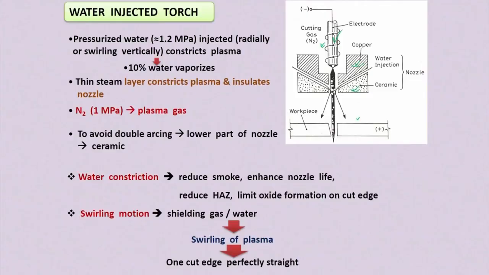Sometimes a swirling motion is given to the water. Because of this swirling motion, you can see one side of the cartridge is perfectly vertical and the other side is inclined, tapered. So one side of the cartridge becomes perfectly vertical if you give a swirling motion. Because of this swirling motion, it generates a higher shielding gas or water environment there. So here one cartridge is perfectly straight because of the swirling motion of the water.